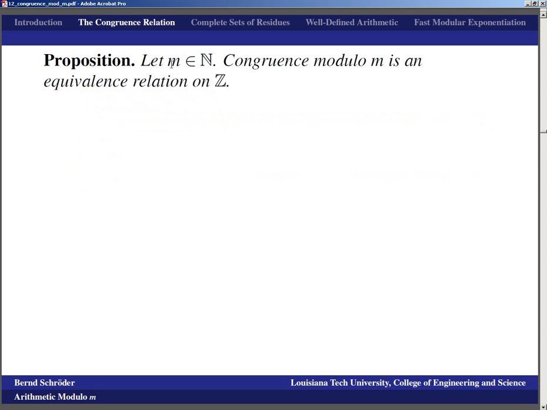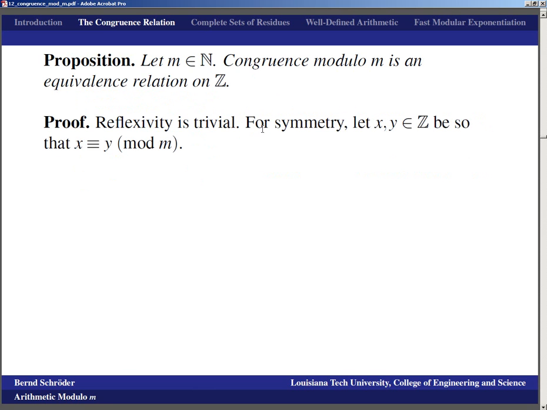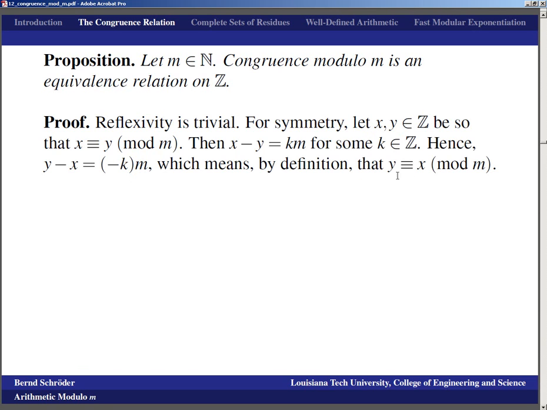Okay, so the proposition is, when m is a natural number, then congruence or equivalence modulo m is an equivalence relation on the integers. So the proof, reflexivity is quite trivial, right? Because x minus x is 0, and 0 is certainly divisible by m. For symmetry, take two integers and let them be so that x is equivalent to y modulo m. Well, then x minus y is a multiple of m. It's k times m for k in Z. And that means that y minus x is negative k times m, and that means by definition that y is equivalent to x modulo m.